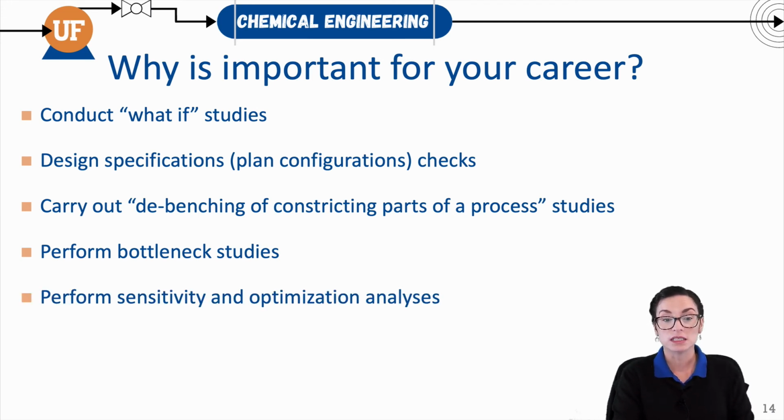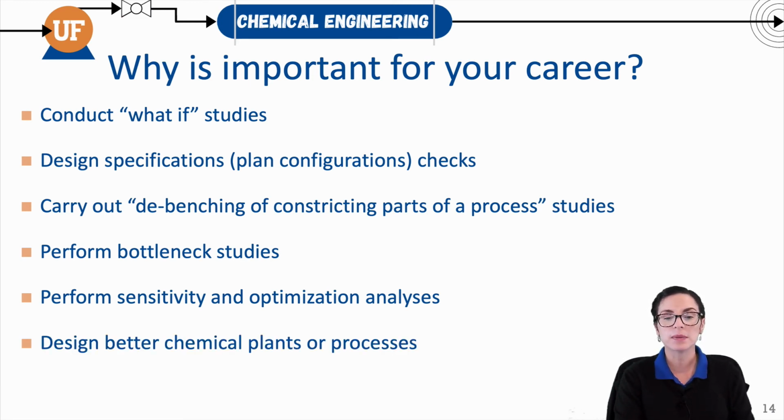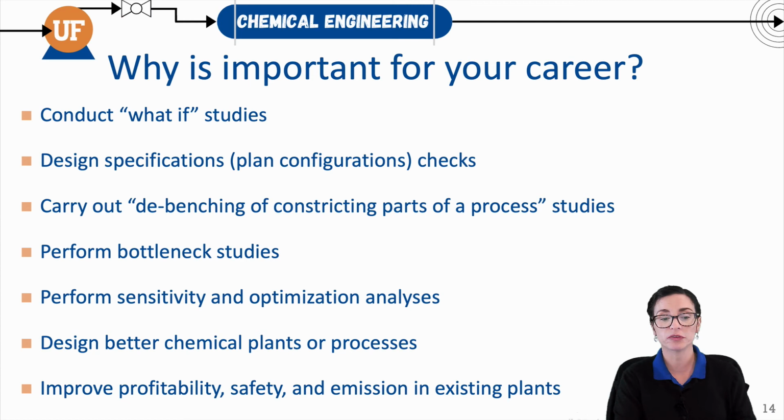You can perform sensitivity and optimization analysis. We will explore this in this class in different ways, and these are really, really important to see what the constraints of the process are and what the optimum values of operation for the process are. And typically we don't find one value, we find ranges of values and constraints for the process. You can design better chemical plants or processes just by having this tool available. And you can include profitability, safety, and emissions in existing plants. So you can do those types of studies, documented, validated with a real process, and be sure that you can make educated decisions about how to improve the process.